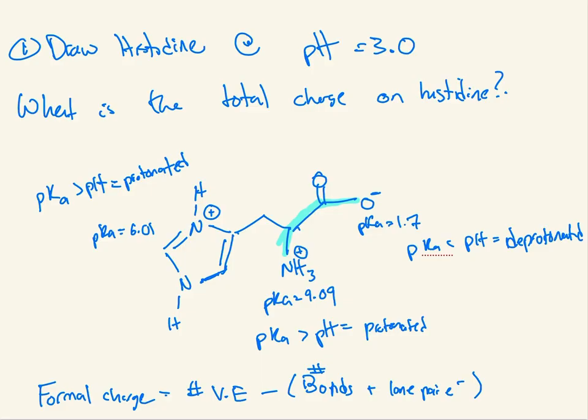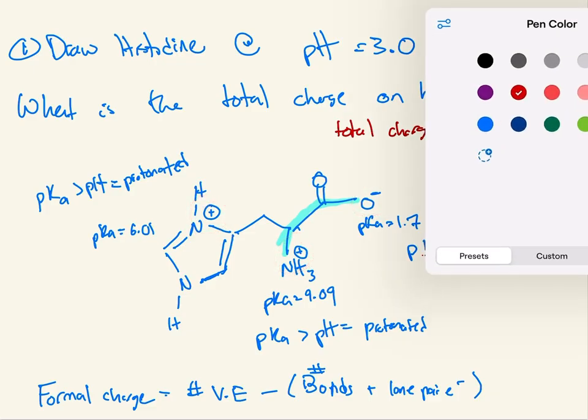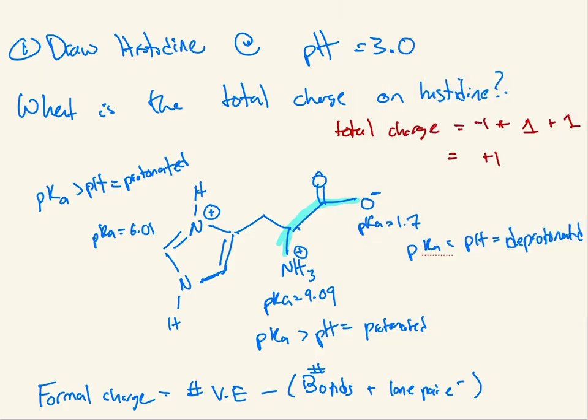Okay, so that's positive then, right? Because it's protonated, it still has a hydrogen. And then what's the total charge on this? Charge is equal to minus 1 plus 1 plus 1, right? Because we have a minus 1 charge here, a plus 1 charge here, and a plus 1 charge here. So we add them up to get the total charge, and that gives us plus 1.